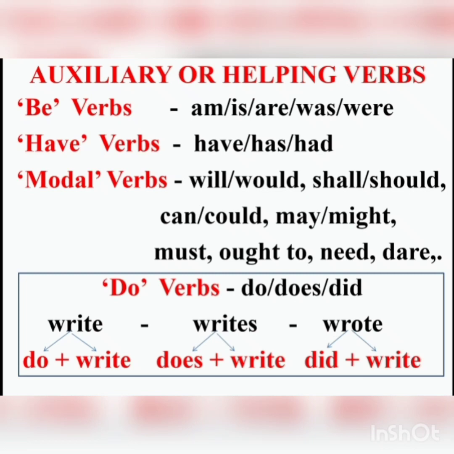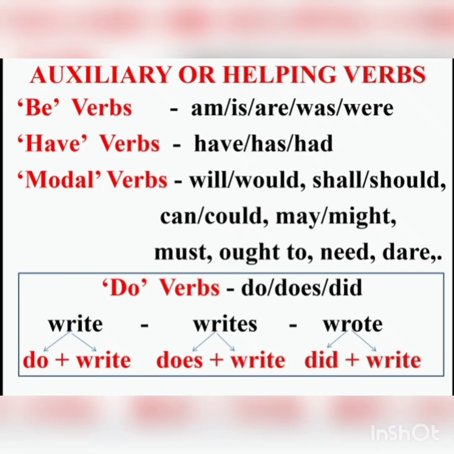So it's very important to have knowledge of auxiliary verbs or helping verbs. There are 4 types of auxiliary verbs. They are be, have, modal and do verbs. Be verbs are am, is, are, was and were. Have verbs are have, has and had.